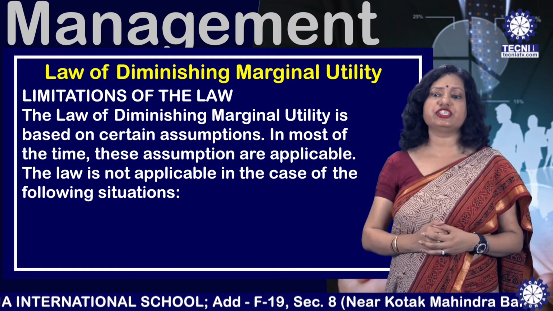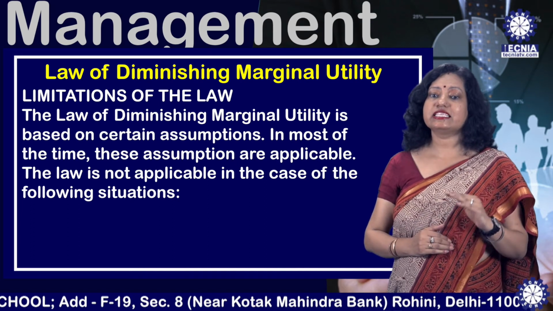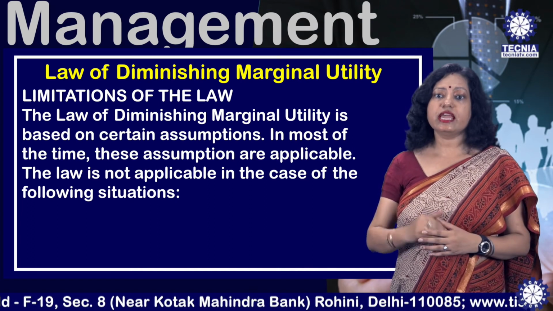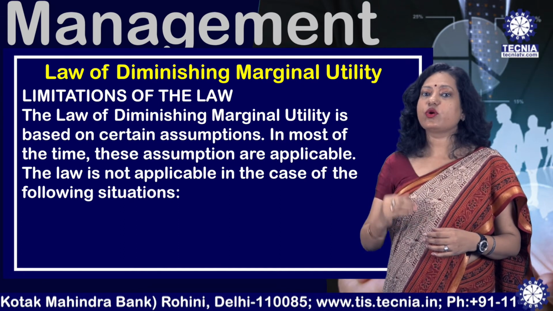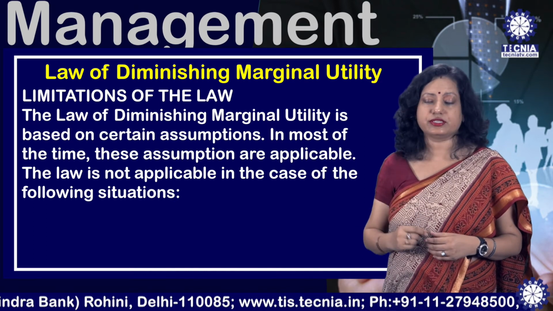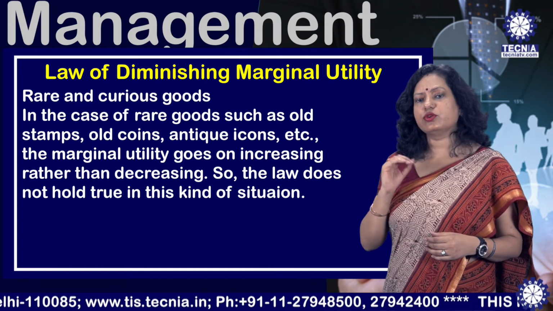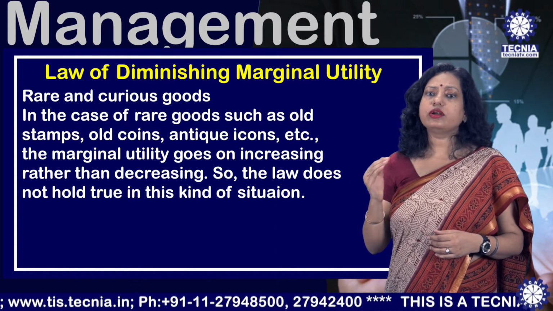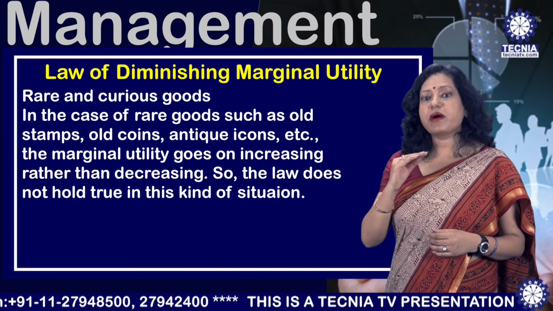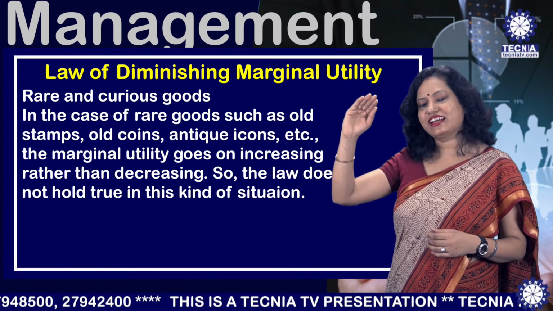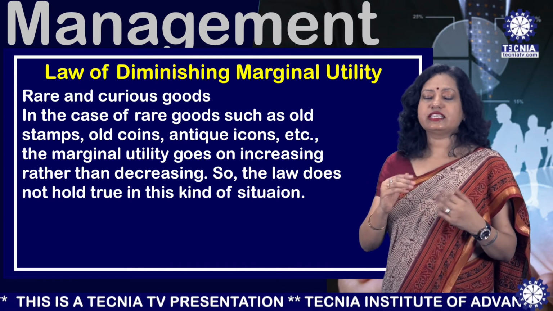There are certain limitations of this law. The law of diminishing marginal utility is based on certain assumptions. Most of the time, the assumptions are applicable. The law is not applicable in the following situations. Rare and curious goods: in the case of rare goods such as old stamps, old coins, antique items, etc., the marginal utility goes on increasing rather than decreasing. So the law does not hold true in that kind of situation.